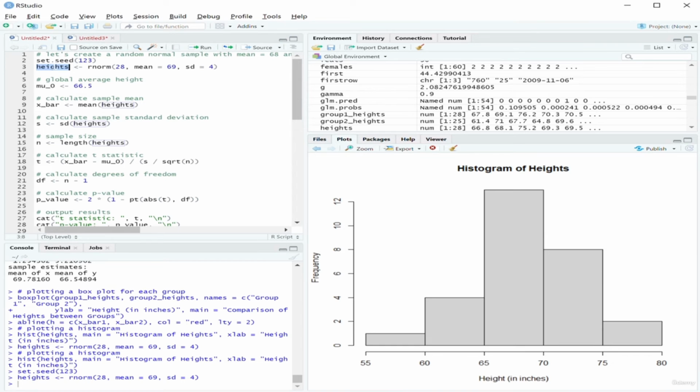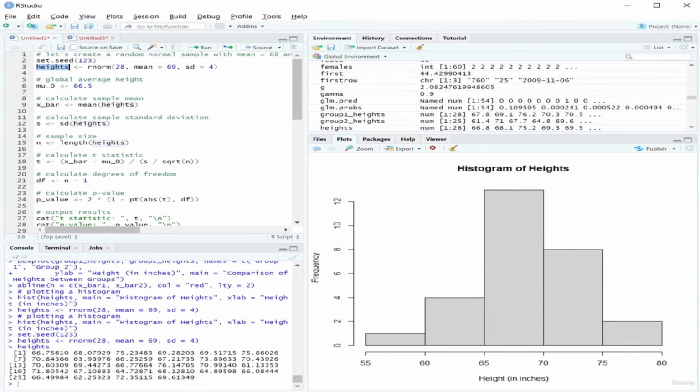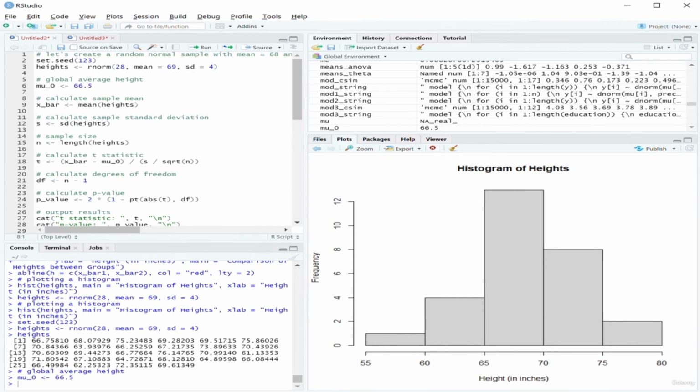And if I look at heights, it's just a list of different observations. You know, this person's height was 66 inches here, and this one's 75. We're switching to inches just to be fair, because we were doing centimeters beforehand. And so now we elicit a null hypothesis, and the null hypothesis is called mu naught. That's how I've defined it. And so mu naught, or the null, is that the average height is 66.5 inches.